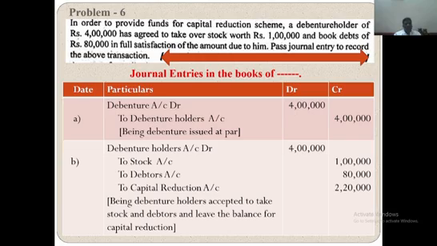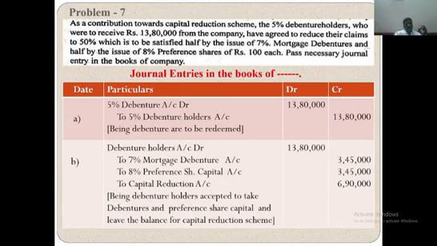How do you want to fulfill the debenture holder? We need 4 lakh rupees, but we have from the books book debts 1 lakh and stock value 1 lakh, book debts 80,000, but the remaining 2,20,000 is capital reduction. So the debenture holder accepted to take stock and debtors and leave the balance for capital reduction. They are going to sacrifice some amount, 2,20,000, as a contribution towards the capital reduction scheme.